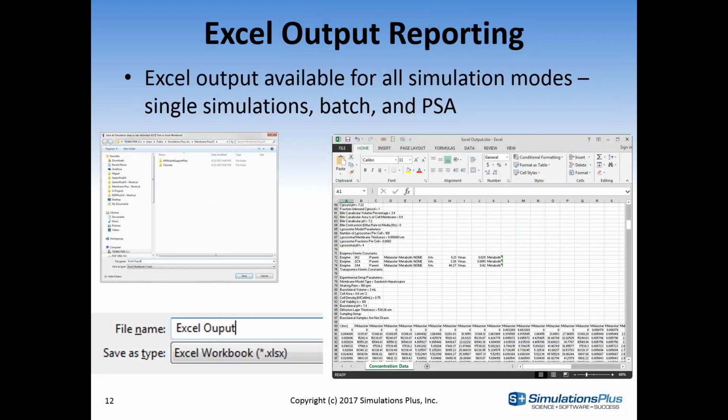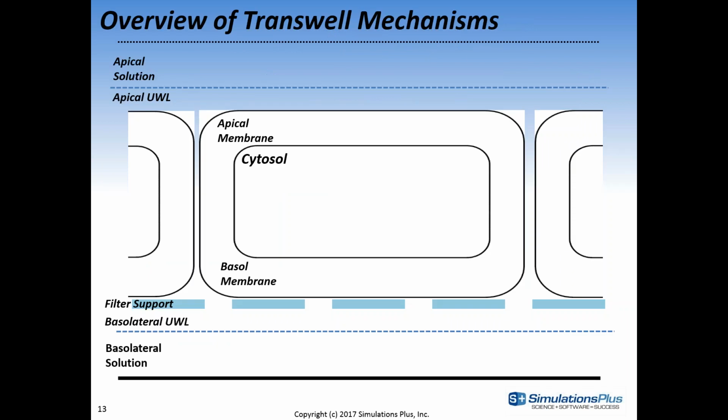New to version 2, we have Excel output reporting, so you can save all the simulation data from single batch and PSA simulations into an XLSX file. So that just removes a step, makes it easier for you to plot things in Excel on your own if you don't want to use the internal plotting engine. So that streamlines data output for everybody. Okay, so that's the interface itself.